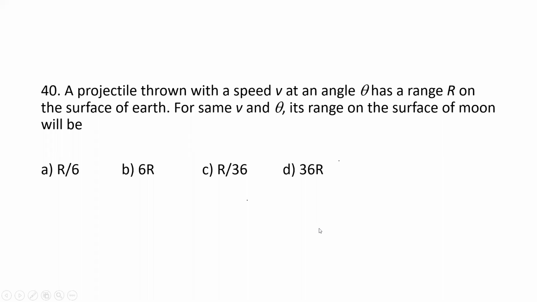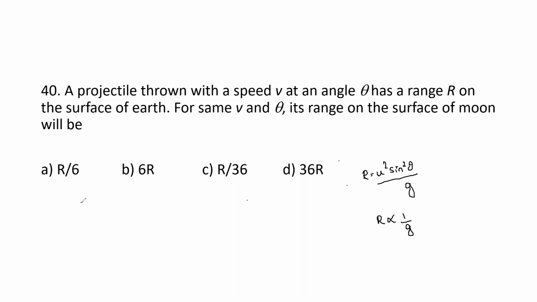A projectile thrown with a speed v at an angle theta has a range R on the surface of Earth. For the same v and theta, its range on the surface of the Moon is? On the surface of the Moon, we need to calculate the range. Again, we can take the help of the range formula here. The range formula is R is equal to u square sine square theta divided by g. So from the equation, we can see that R is inversely proportional to g.